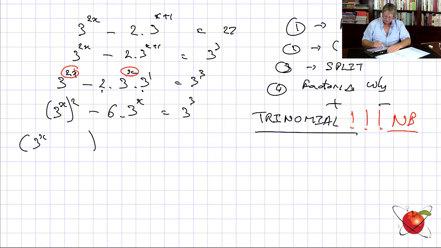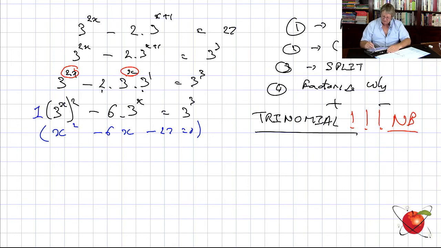Oh, hang on. What's the problem? What haven't I done? I've broken a rule. What must I do? I must bring the 27 to the other side, right? It must look like a trinomial. Let me do it in a different color, blue. This is x squared minus 6 times x minus 27 must be 0. Remember? That's what it is. My coefficient of x squared is 1. All right? Okay, now let's go back and then let's solve it.